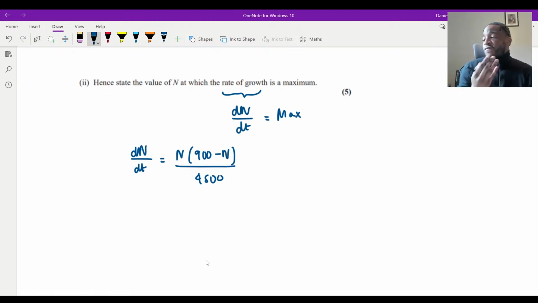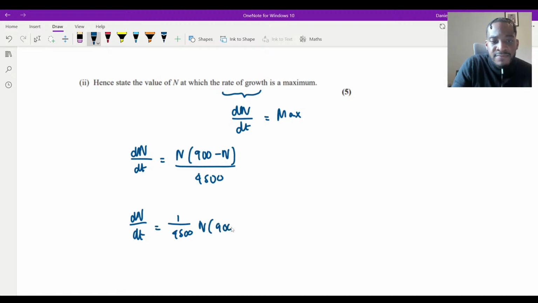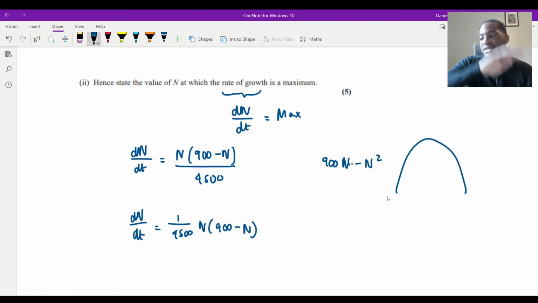So how do we find the max or the min of a quadratic? It's the turning point, right? So what I would do is write this out like this: dN/dt equals, with that 4,500 on the bottom, and then N(900 - N). Just for context, if I expand that, it will be 900N minus N squared, no? We can see it's going to be an upside down parabola.